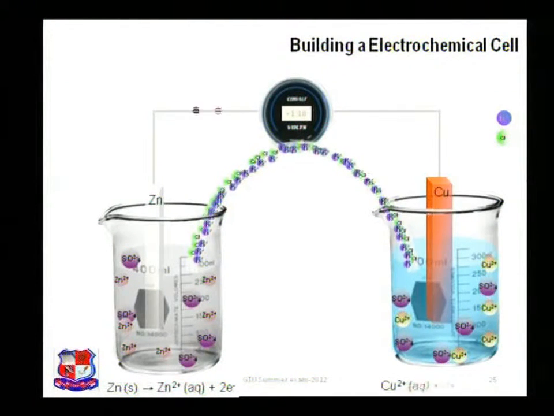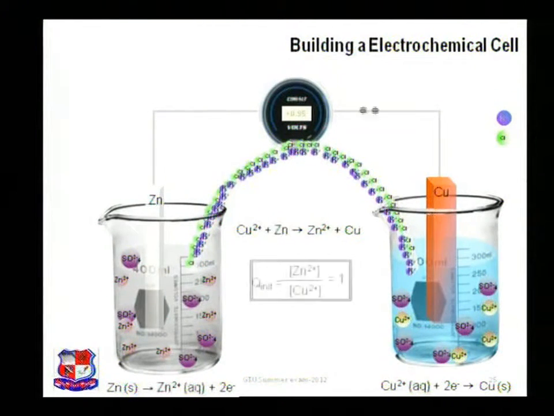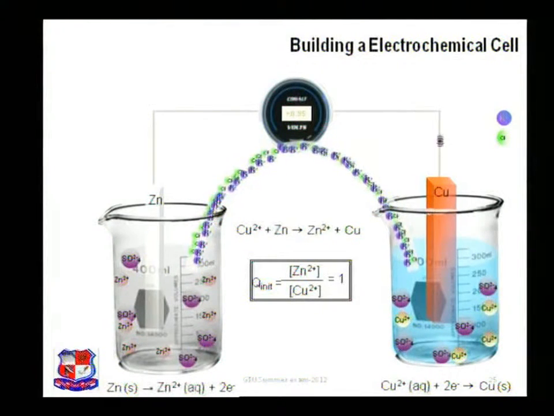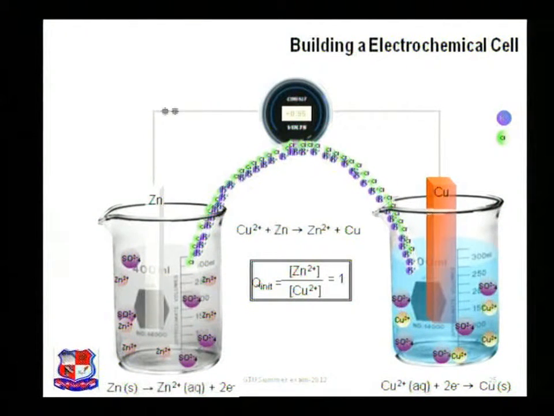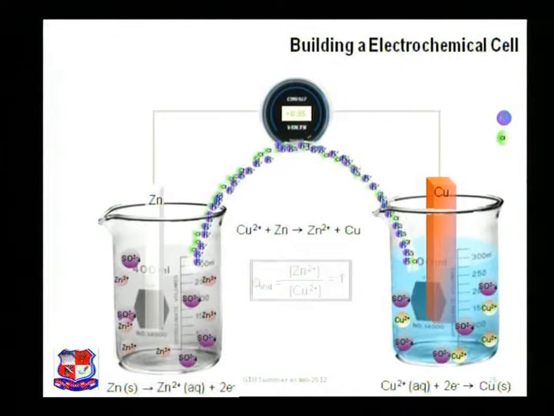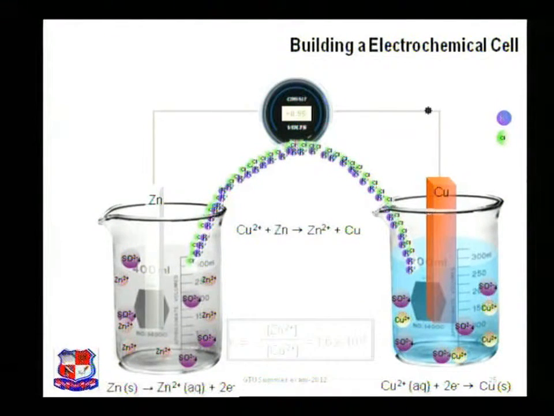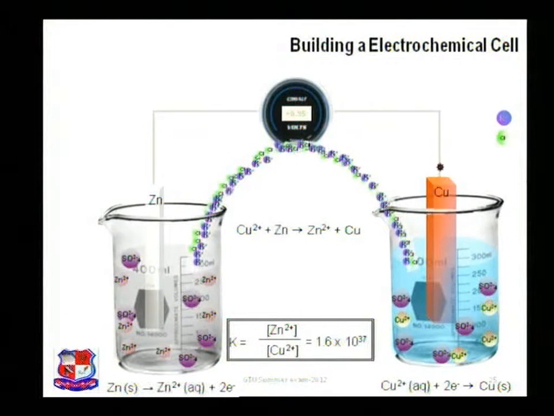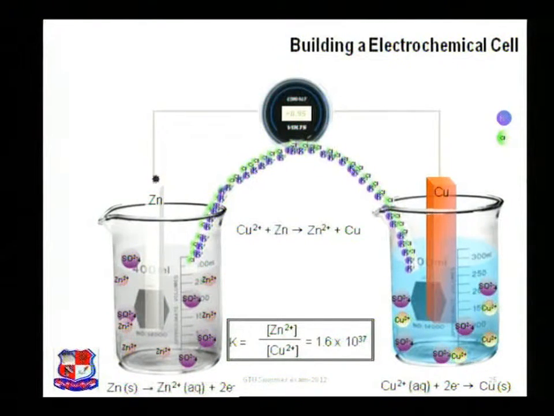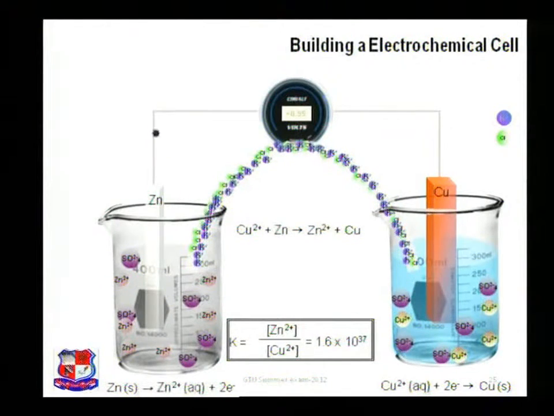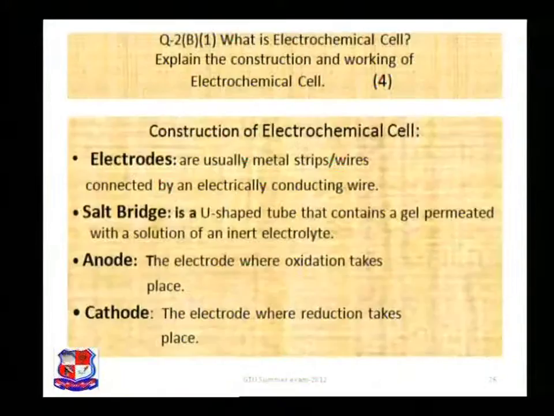Now see the reaction. You have Cu2+ plus Zn, which gives Zn2+ plus Cu. It is clearly shown that zinc is undergoing oxidation and copper is undergoing reduction. So you can see the reaction given at the bottom of the slide: zinc undergoes oxidation, giving 2 electrons, and copper undergoes reduction by accepting the 2 electrons. So the entire diagram is made very clearly, and from this we can write down the description straight away.